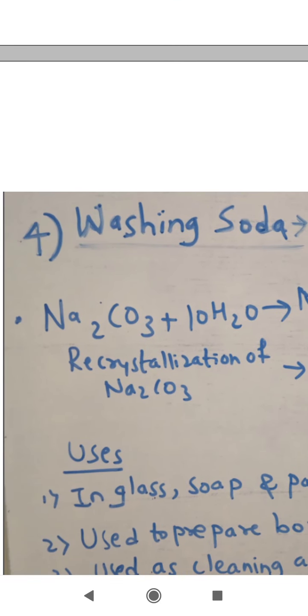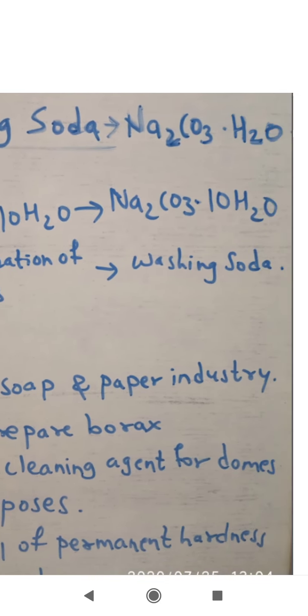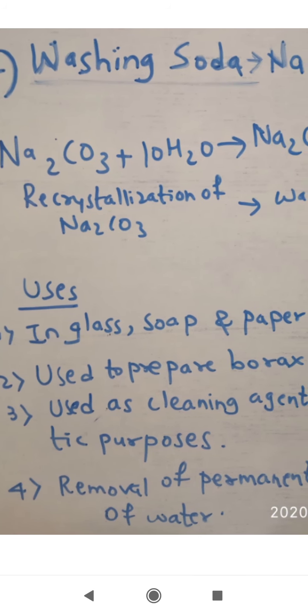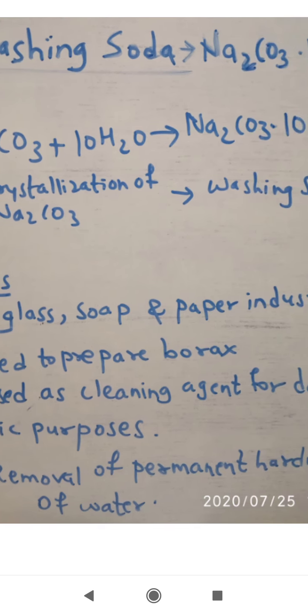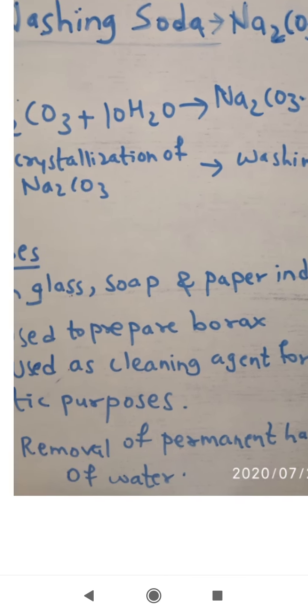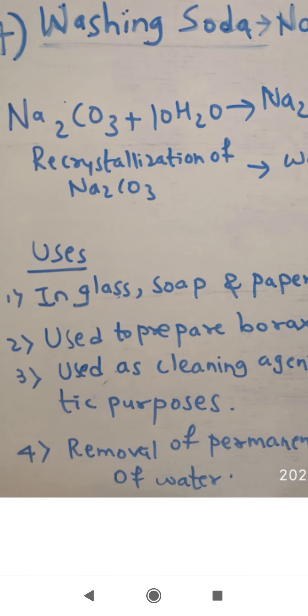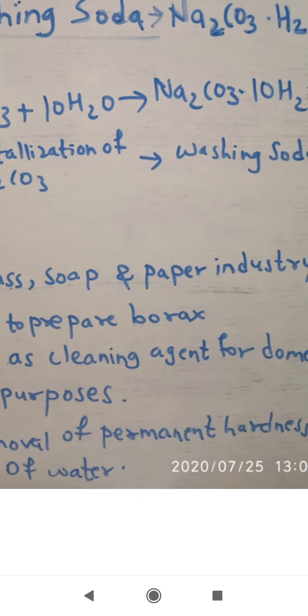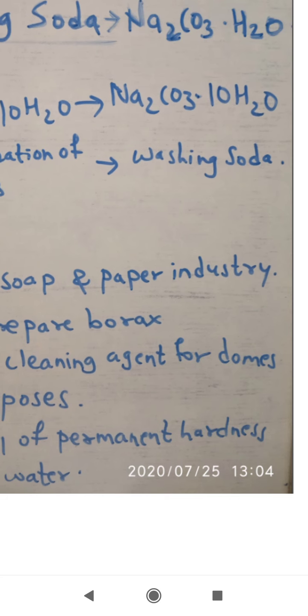And next component that can be prepared is washing soda, and its chemical formula is Na2CO3.H2O. So this is the recrystallization of sodium carbonate, and it is going to form water molecule with sodium carbonate, which is called as washing soda. So this process is called as recrystallization of sodium carbonate. See here, one molecule of sodium carbonate is mixed with 10 molecule of water. It gives the washing soda.